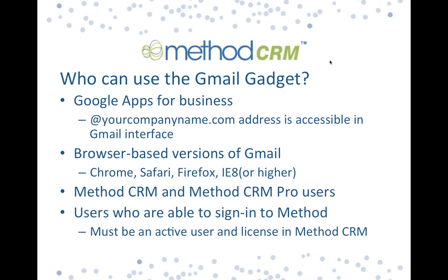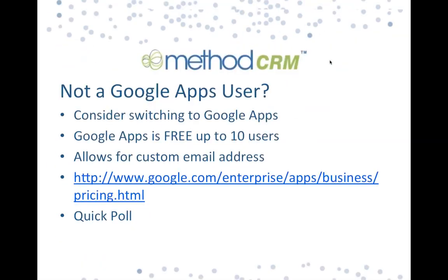Third thing that you need to ensure is that you're using Method CRM or Method CRM Pro. This is more important for legacy users that were using old versions of Method. You need to make sure that you're using the latest version of the CRM to be utilizing the gadget. And last but not least, your users need to be able to actually sign into Method. So if you want to have your employees utilize the gadget within their email interface and have access to that Method data, they need to be Method users and be an active license in your Method account.